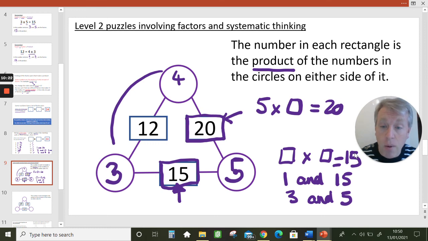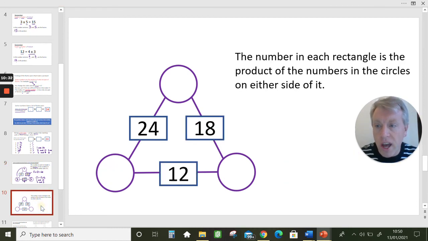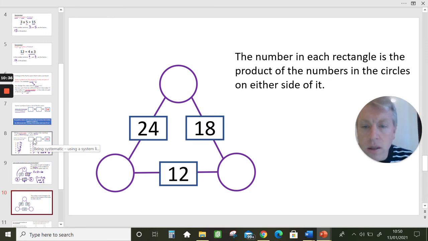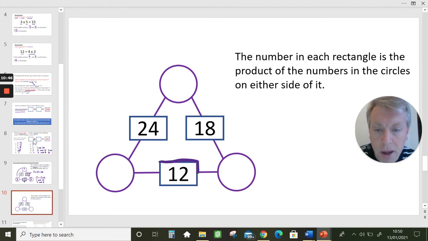Do you see how I worked it out? I took one of the products, worked out what its factors could be, and then I looked around for clues. Shall we try another one? Let's try another one. Okay, well, here the numbers in the rectangles are 24, 18 and 12. I'm going to start with the smallest one because the chances are it won't have so many factors. So it could be factors of 12.